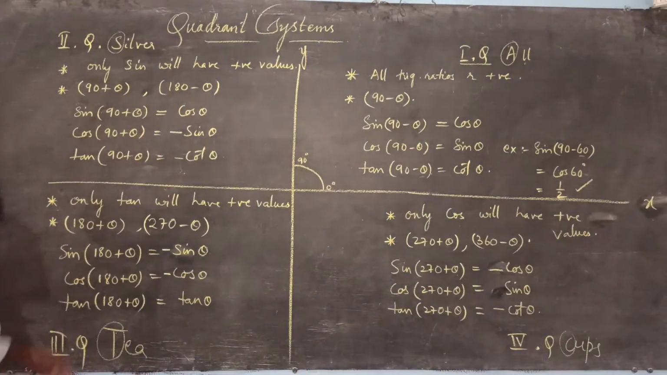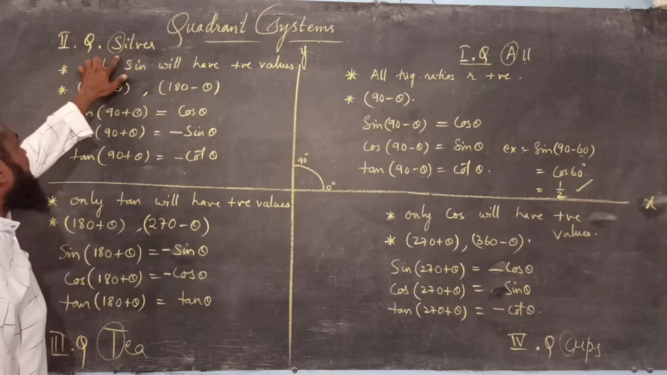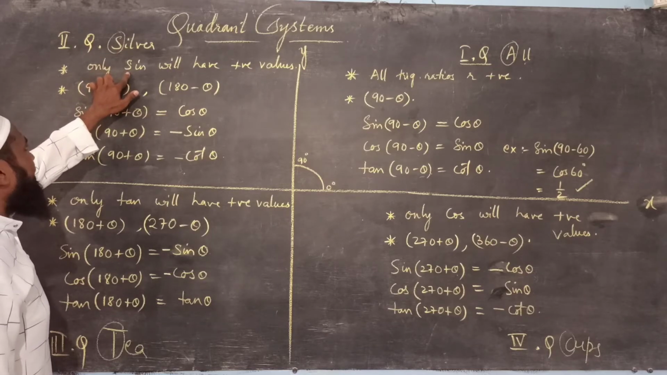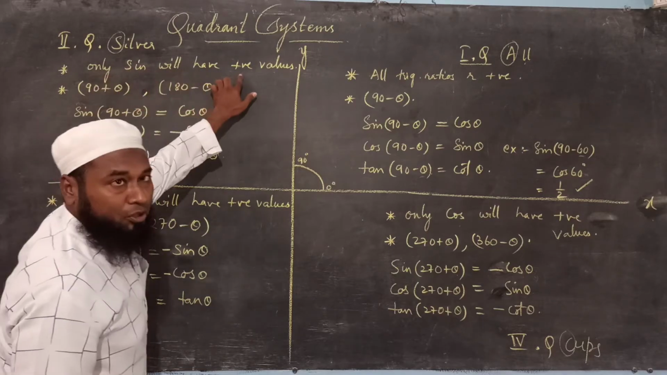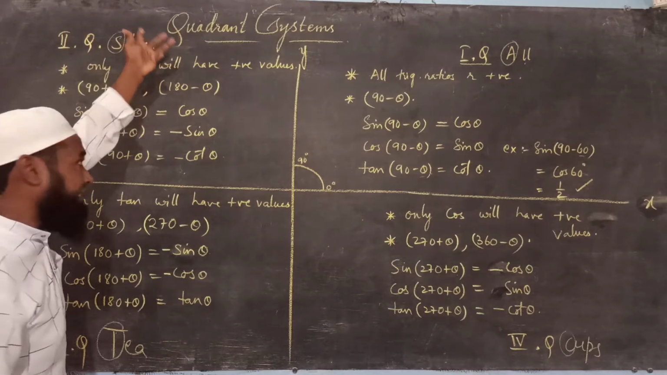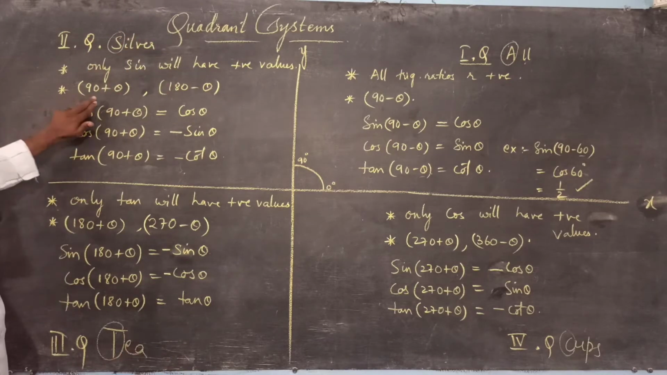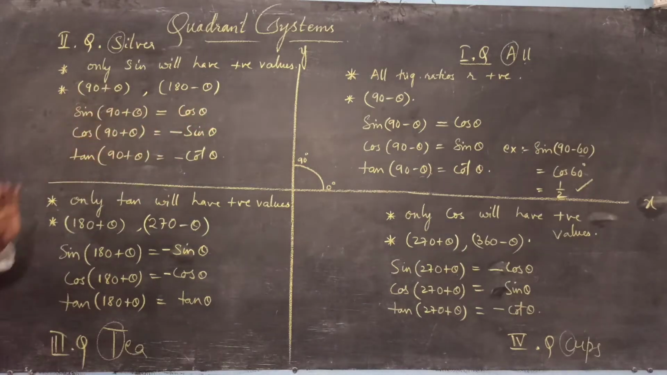Similarly, the second quadrant, second quadrant name is Silver. It is starting with S. Why I have given S? Because all sine values will be positive. All sine values will be positive. So that's why its name has been started with S. You can use any word. Now angle forms will be of 90 plus theta form and 180 minus theta form. Let us see the changes.